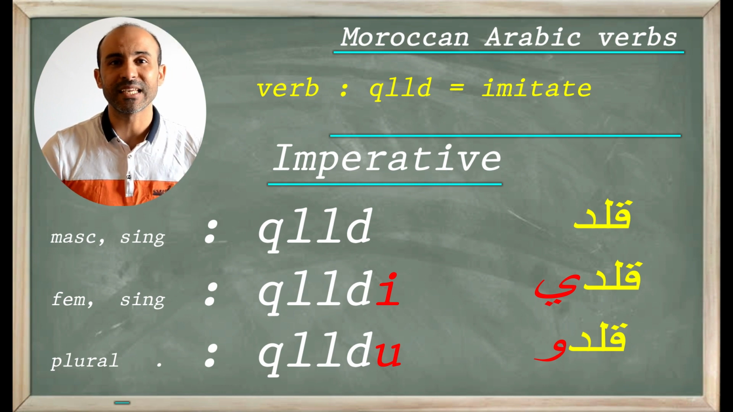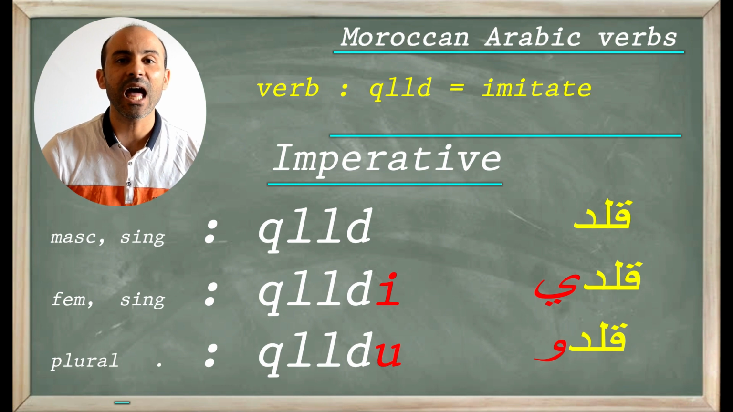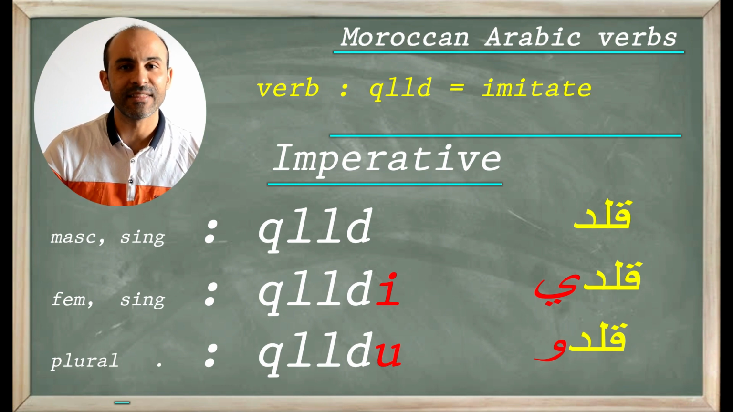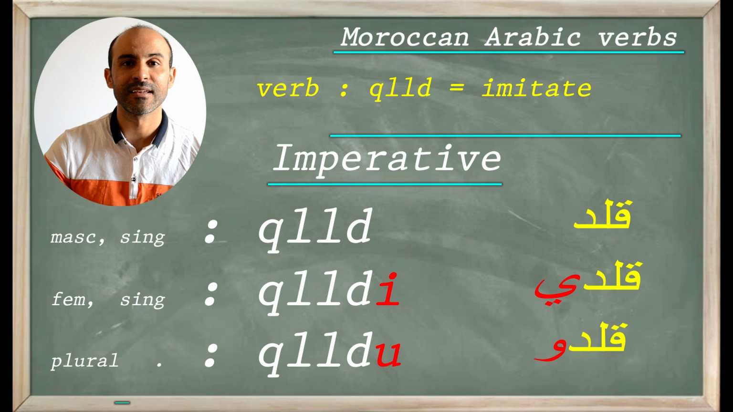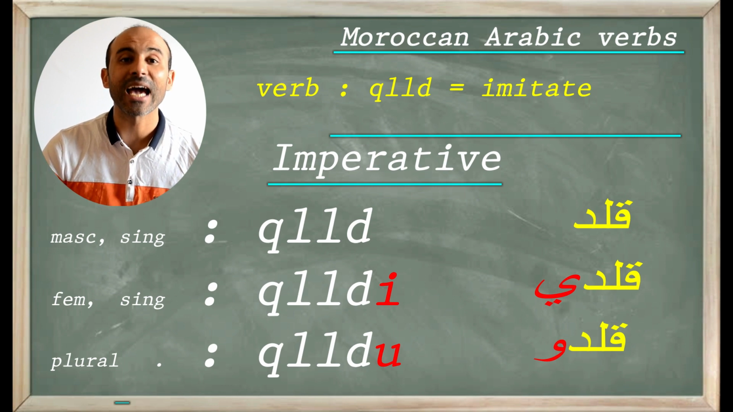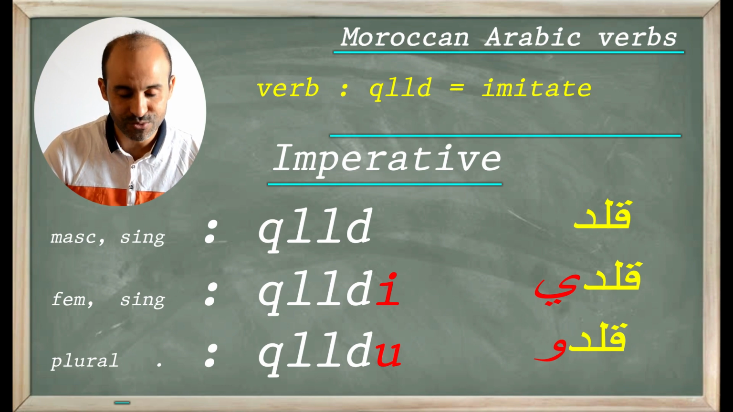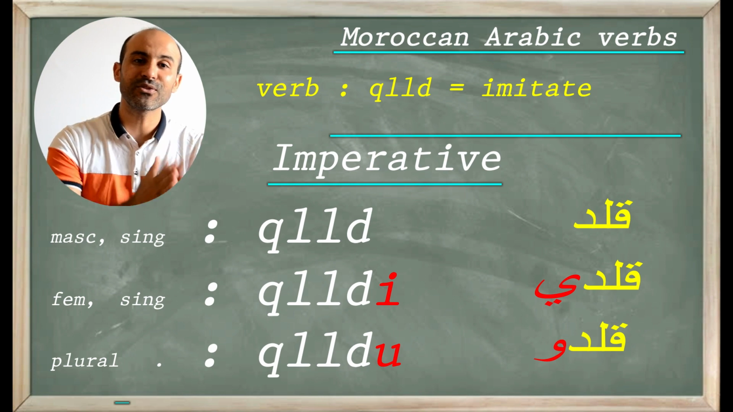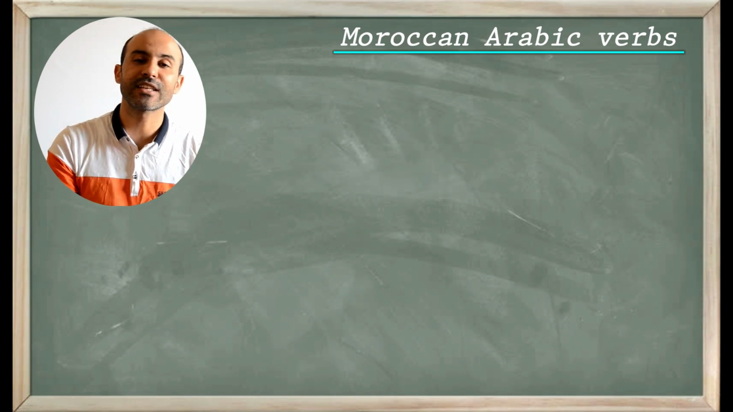Can you repeat after me? قلد. ق. قلد. Great. قلدي. Great. قلدو. Great. Nice. So let's move to two sentences or two phrases.